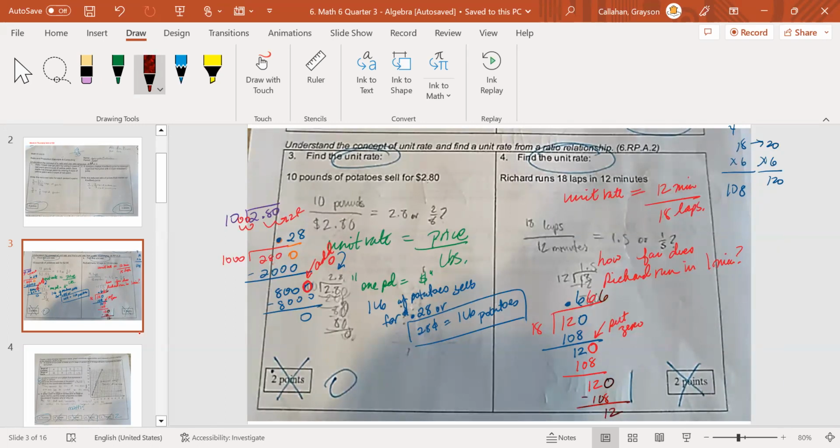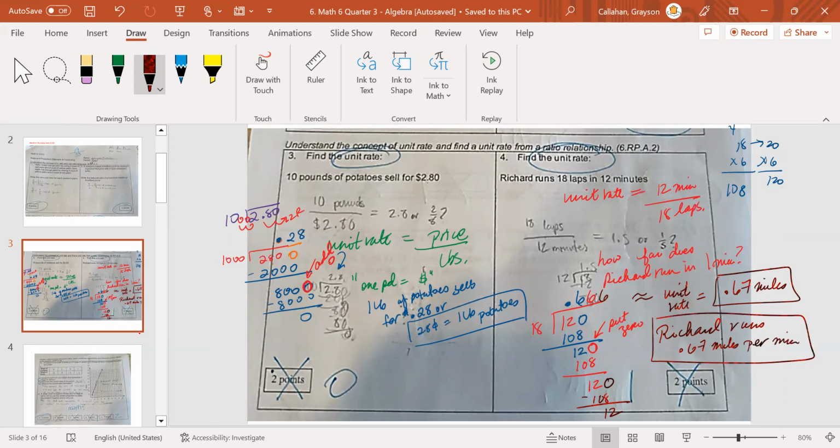So then at this point, you could just say the unit rate is equal to 0.67 miles. Okay, you could say it that way, or you can write it and say Richard runs 0.67 miles per minute.